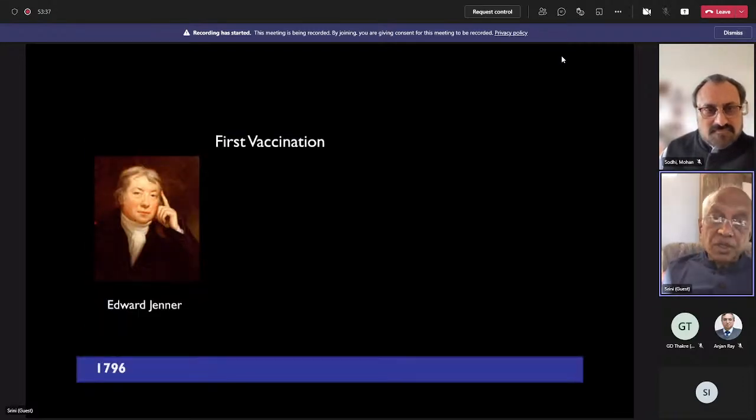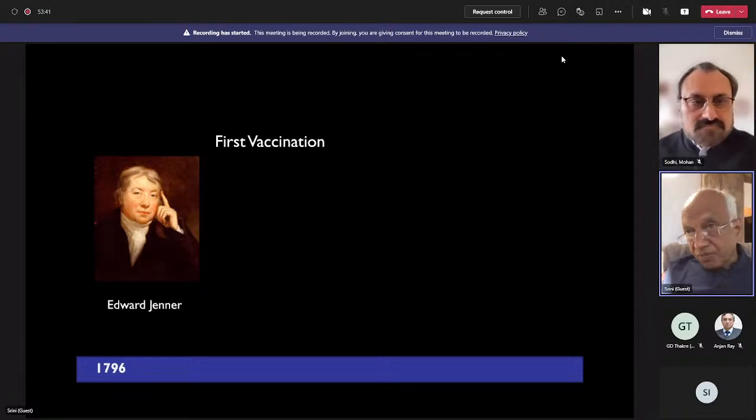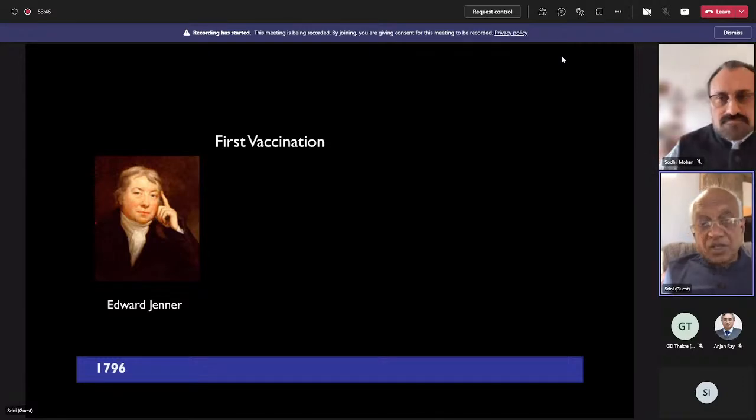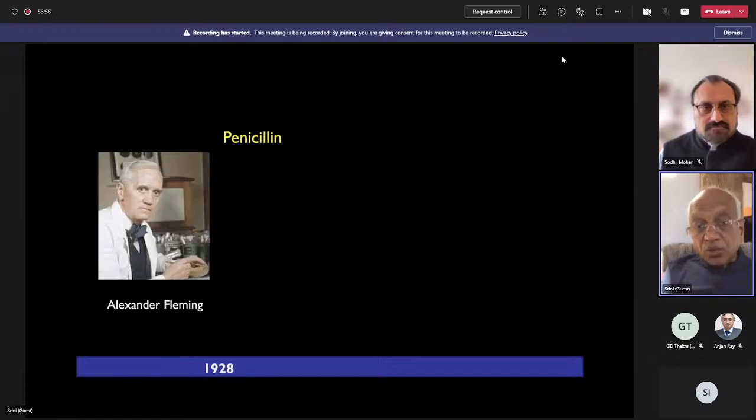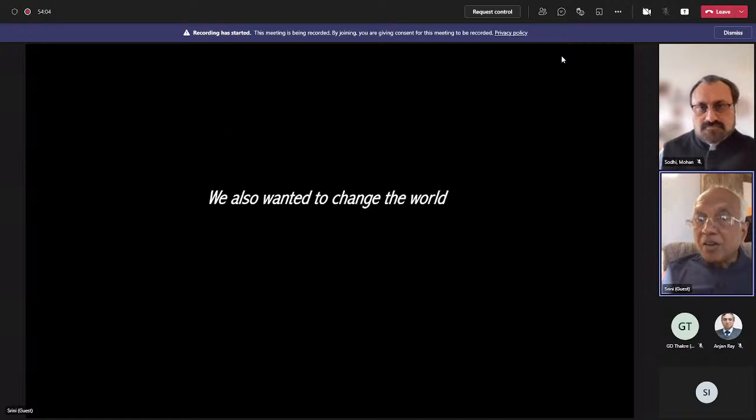Back in 1796, hundreds of years ago, Edward Jenner first found the vaccine against pox, as you must remember. Louis Pasteur conceived the vaccination against rabies and anthrax, and then later, in the 1920s, Alexander Fleming discovered penicillin. Thanks to all this, as I told you earlier, we controlled many infections.